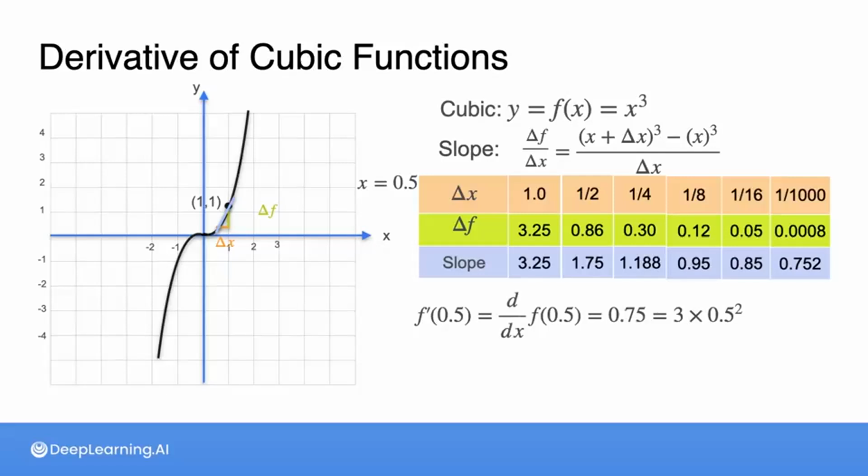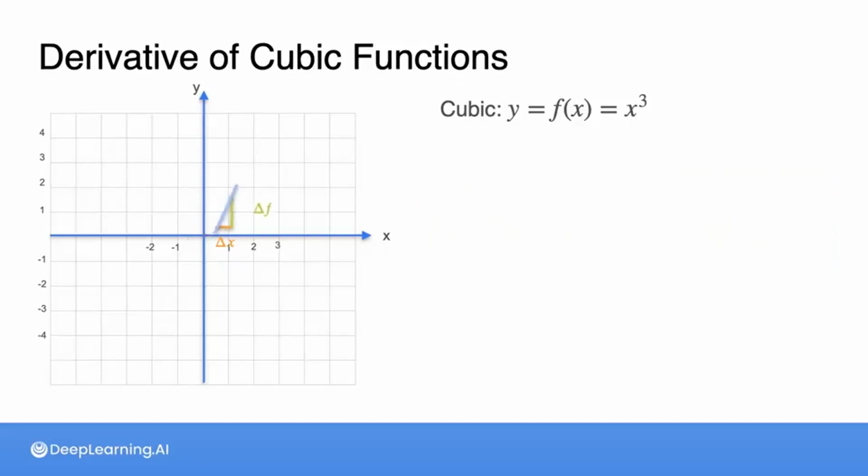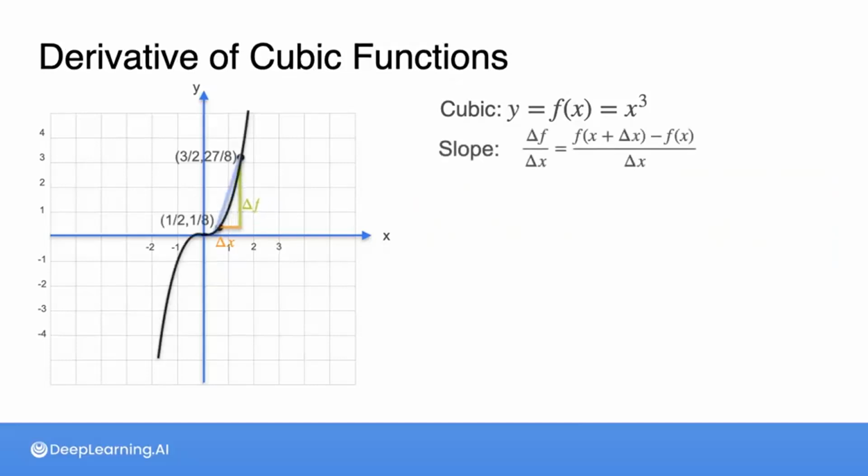F prime of 0.5 is 0.75. That's actually 3 times 0.5 squared, because the derivative of x cubed is actually 3x squared. But let's actually calculate it formally to see that this is the case. So delta f over delta x is going to be x plus delta x cubed minus x cubed, that's the change in y direction, in the vertical direction, divided by delta x, which is a change in the horizontal direction.